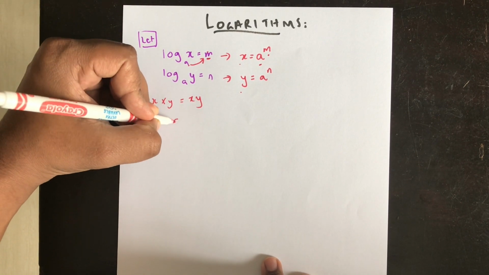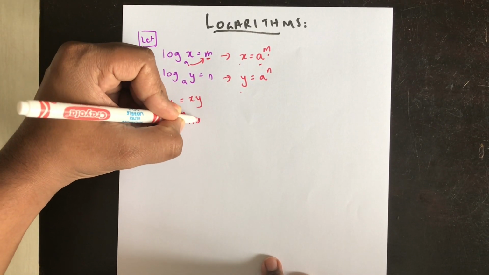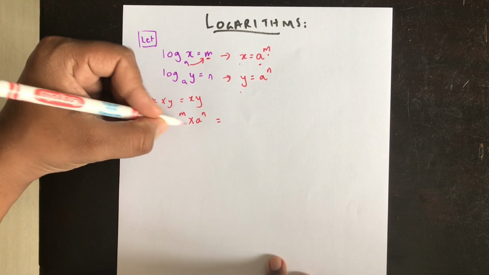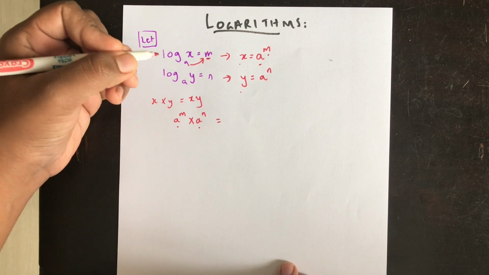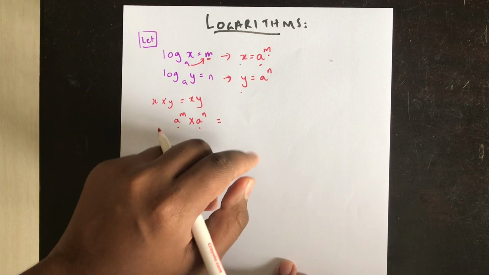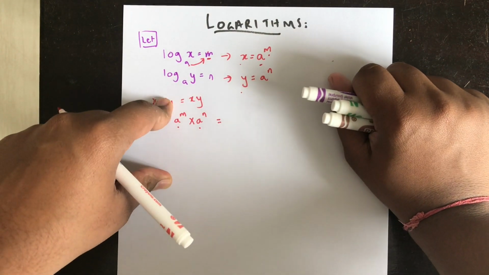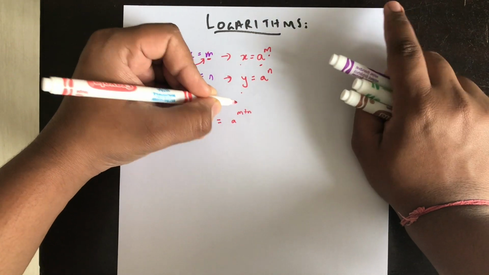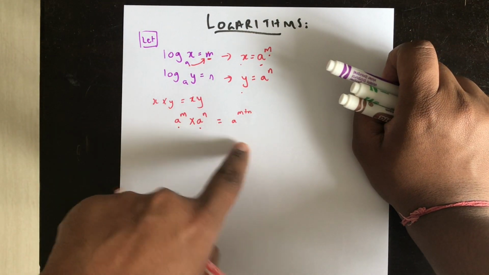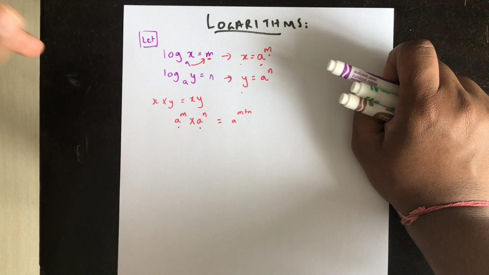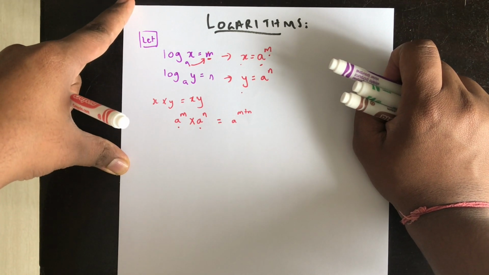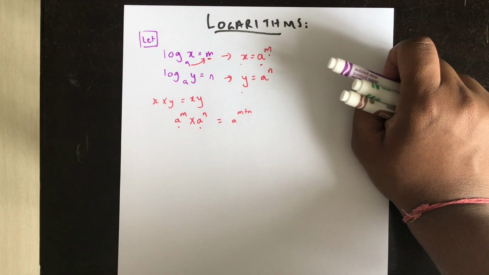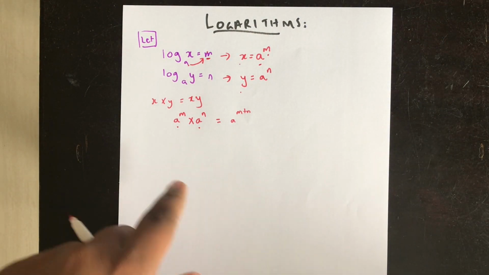This is the same as a to the power of m times a to the power of n. By laws of indices, we learned that if the bases are the same, which is a, and if you multiply them, then the answer is going to be a to the power of m plus n. This we learnt in the laws of indices or exponents. So if you're not familiar with that, you can look at it in our previous videos. So a to the power of m times a to the power of n is equal to a to the power of m plus n.